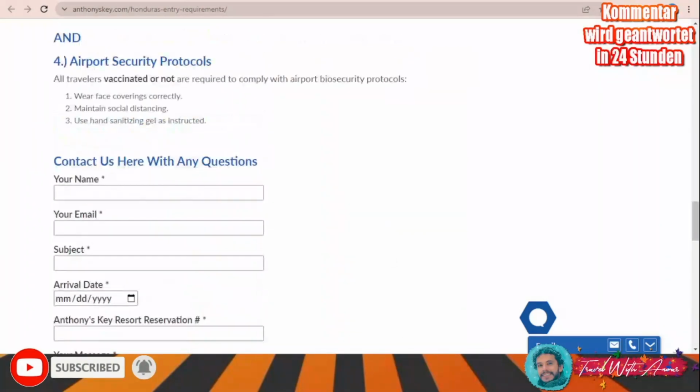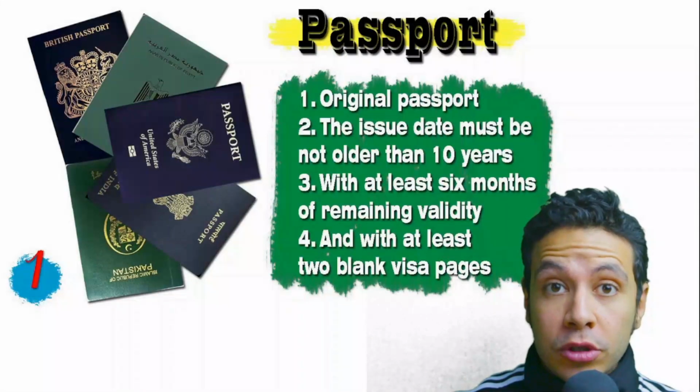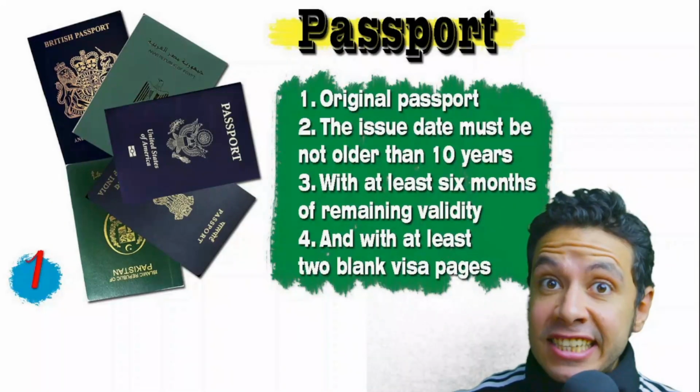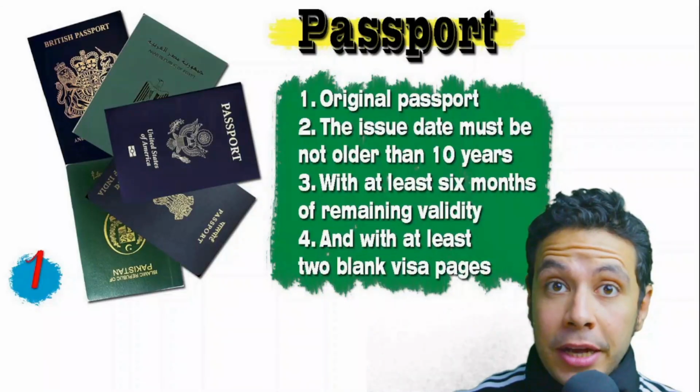So what are the travel documents that you need to prepare before applying for the visa? Speaking about your passport, it must be original, and it must not be older than 10 years, with at least 6 months of remaining validity, and with at least 2 blank visa pages for the stamps.